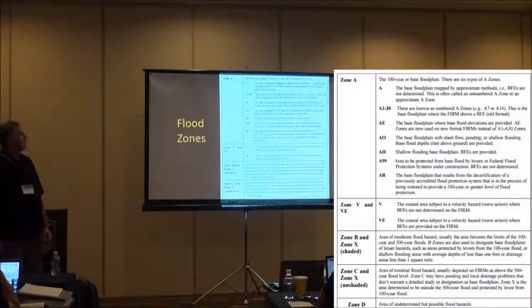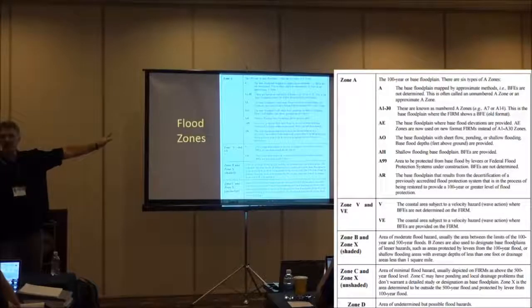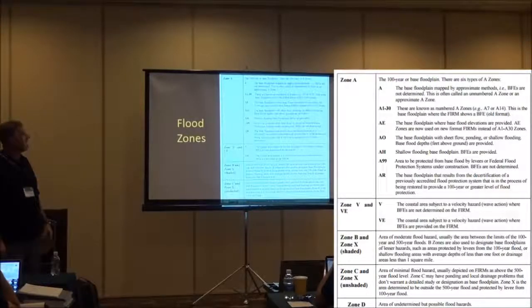Continue on. AE, the base floodplain where base flood elevations are provided. AE zones are now used on new format FIRMs instead of A1 through A30 zones. So does everybody understand FIRM is Flood Insurance Rate Map? AO, the base floodplain with sheet flow, ponding, or shallow flooding, where base flood depths in feet above the ground are provided. So it's depths. AH is our shallow flooding on the base floodplain. BFEs are provided. And these are those tricky ones that a lot of people never remember, unless you're in that immediate area.